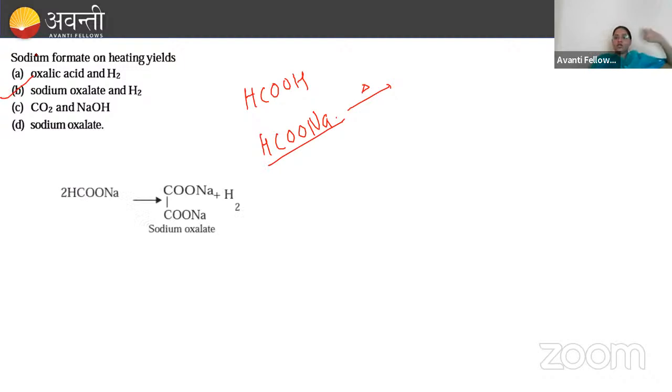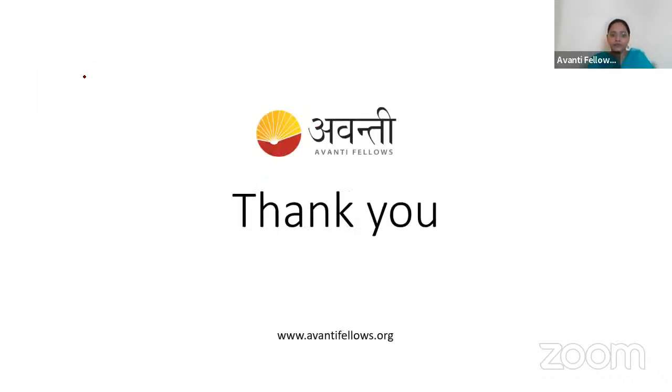See the reaction. So in this way, the reaction is going to take place. 2 molecules of sodium formate undergo heating to give us sodium oxalate. So this is the name of this compound. When 2 hydrogens of formic acid are replaced by 2 sodium atoms, the compound name is sodium oxalate, and there is a formation of H2 also. So this is our final product, and our answer will be option number B.